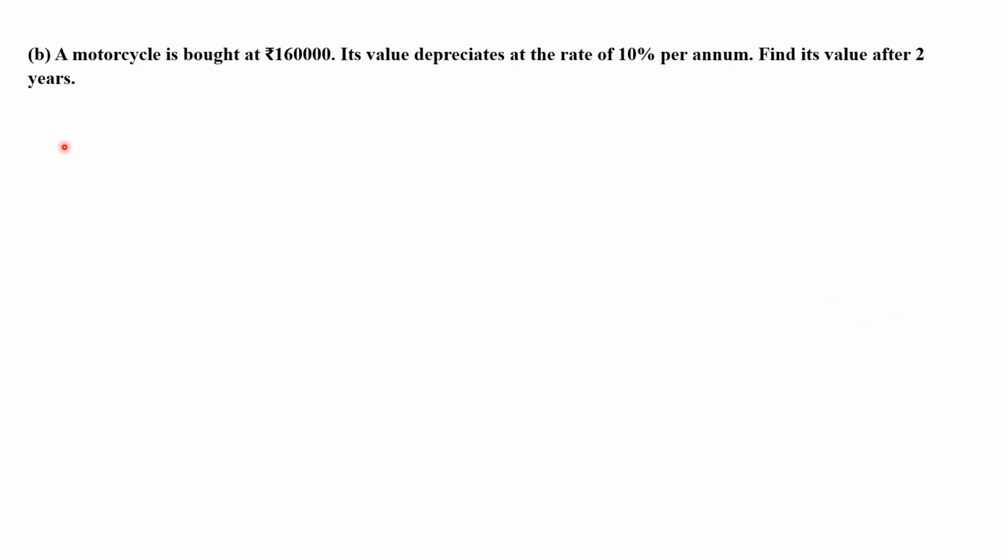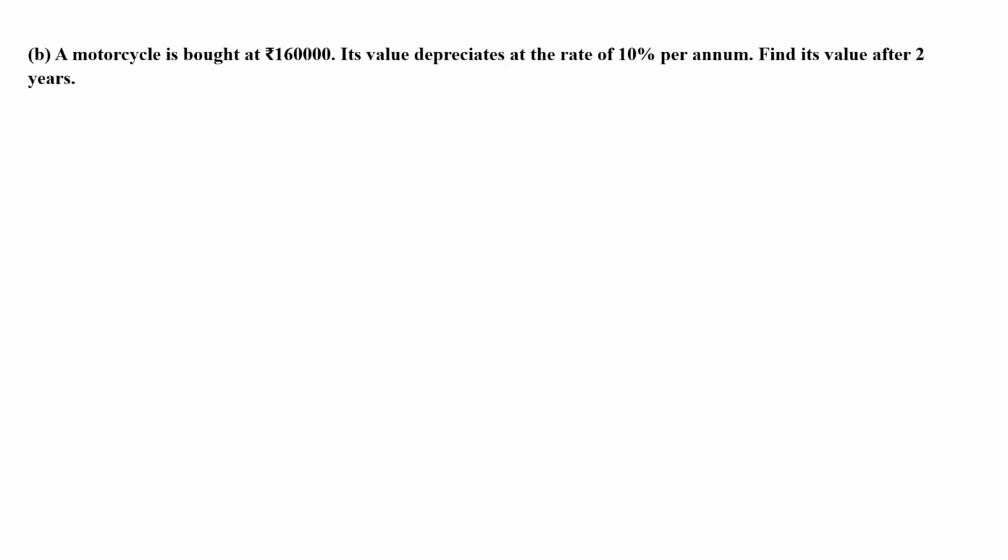Now question number 33 B part. A motorcycle is bought at 1,60,000. Its value depreciates at the rate of 10% per annum. Find its value after 2 years. Now this question is based on your application of compound interest, isn't it? You have studied this in the comparing quantities chapter. And here it is given the value depreciates. It means the value is decreasing. Think, if you buy any motorcycle and you use it for a few years and then you sell it, you will not get the original price, right? So the value of that motorcycle will decrease. That's why it says it depreciates.